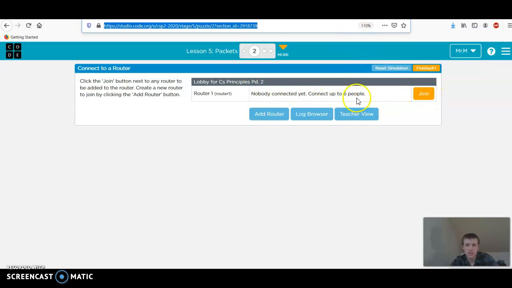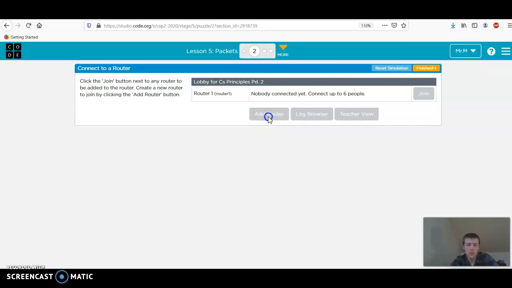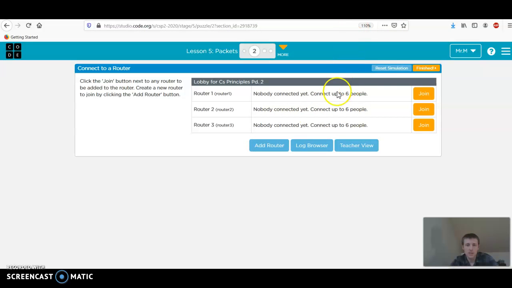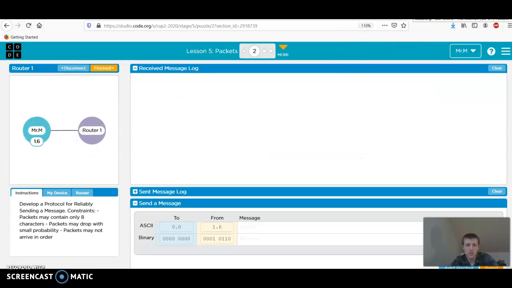Now, let's see here. Obviously, this would be no fun with just one router. Let me add a couple of routers. All right, so I'll join router 1 and router 3. All right, router 1 has me as 1.6, whereas the other router has me as 3.13. Those are my IP addresses.